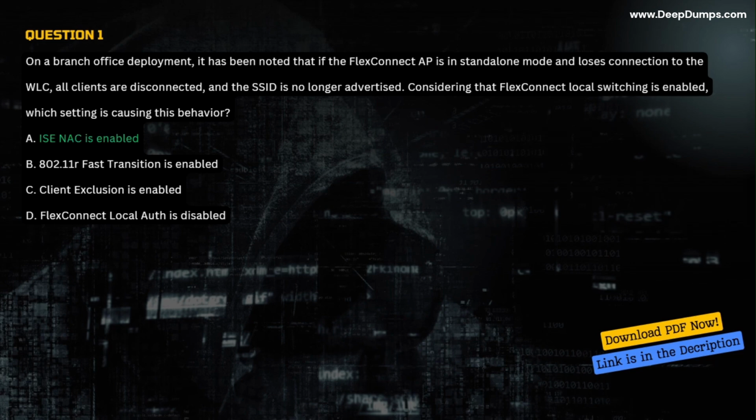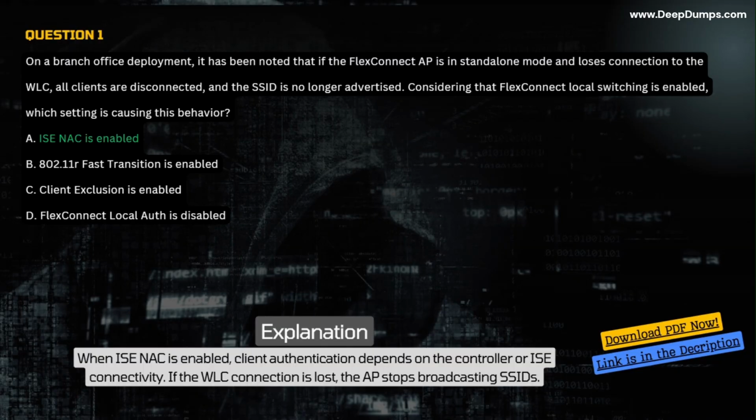Correct answer A. ICNAC is enabled. Explanation. When ICNAC is enabled, client authentication depends on the controller connectivity. If the WLC connection is lost, the AP stops broadcasting SSIDs.